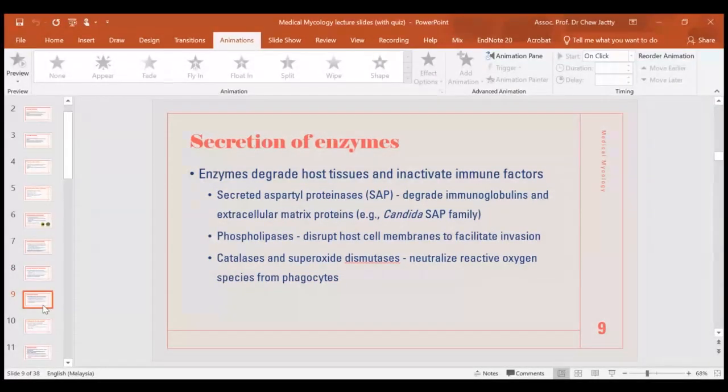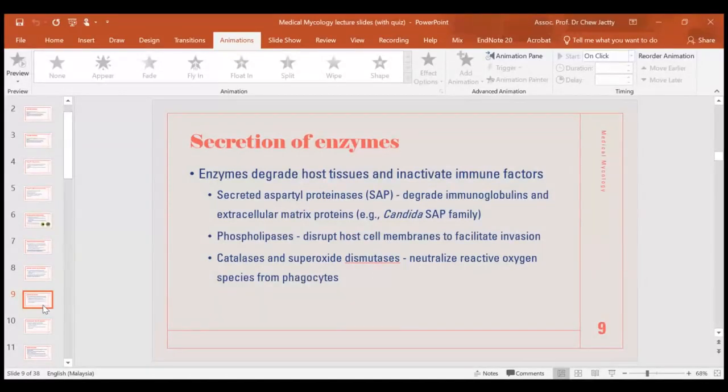And the next one, they also secrete different enzymes. So just like bacteria, different enzymes can also form the virulence factors of fungi. These enzymes can degrade the host tissue and inactivate immune factors. But these are specific enzymes that we don't see in bacterial cells. For example, secreted aspartyl proteinases, a group of enzymes that break down protein, degrade immunoglobulins and also extracellular matrix proteins that help Candida invade the tissues and cells of the human host.